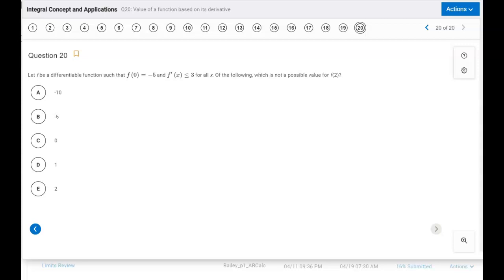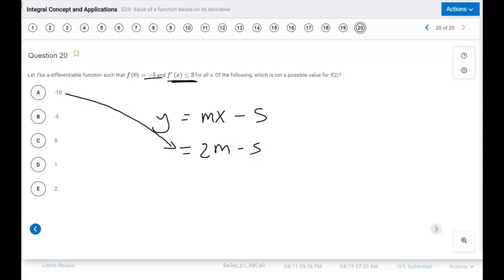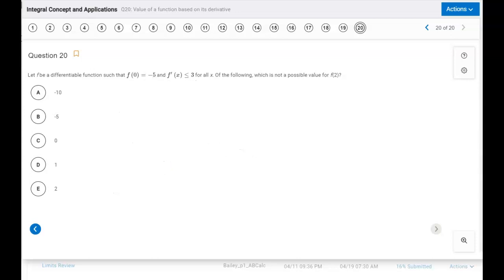I think there might be another way to do this problem too, by the way. We know that the slope has to be less than or equal to 3. So mx plus b equals y. Right? So if you plug in 2 for x, you're going to have 2m minus 5. And then you could just try plugging in these numbers and see which one of these numbers will give you a slope that is not less than 3. And you'll have your final answer. But anyway, a few different ways to handle it.